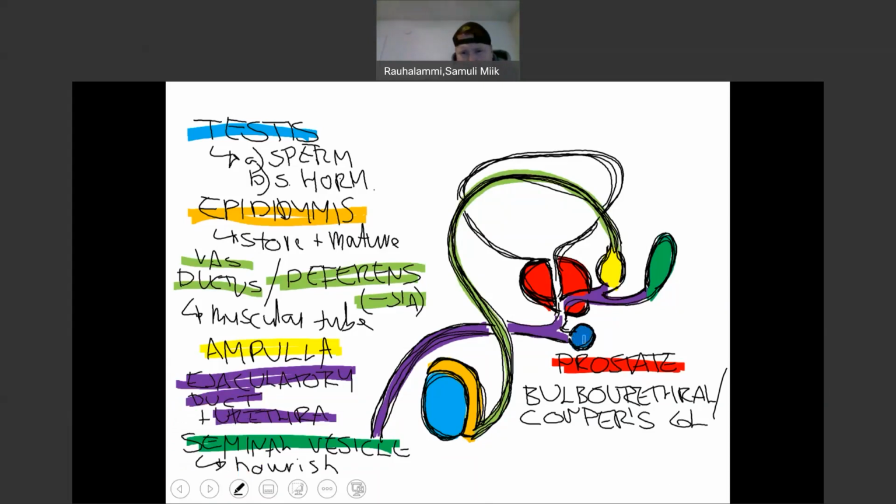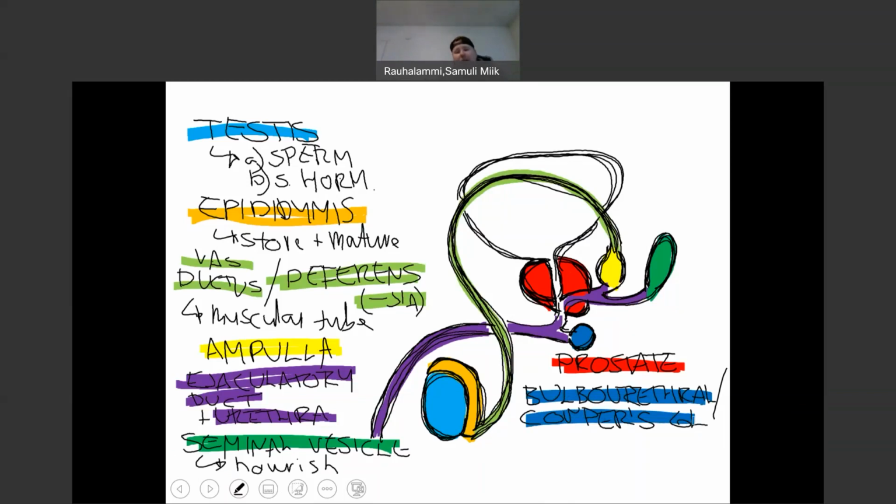So bulbourethral gland or Cowper's gland releases the secretions in response to sexual stimulation. And this secretion is really a mucus-like fluid. Like I said, released in response to sexual stimulation, this kind of gland is located inferior to the prostate gland.